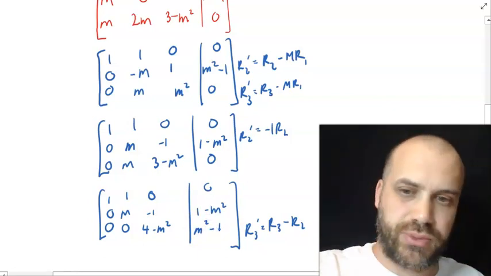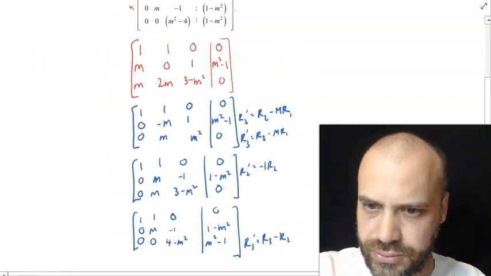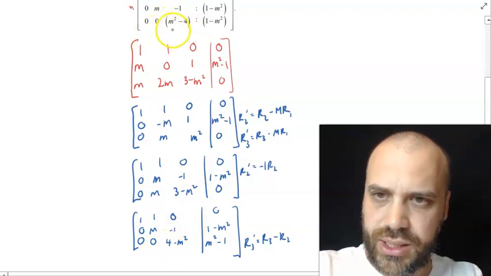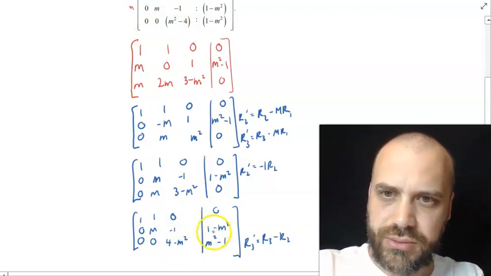Alright, let's look if that's what we were aiming for. Okay, it's not what we were aiming for, right? Because I've got 4 minus M squared here. They've got M squared minus 4. I've got M squared minus 1 there. They've got 1 minus M squared.